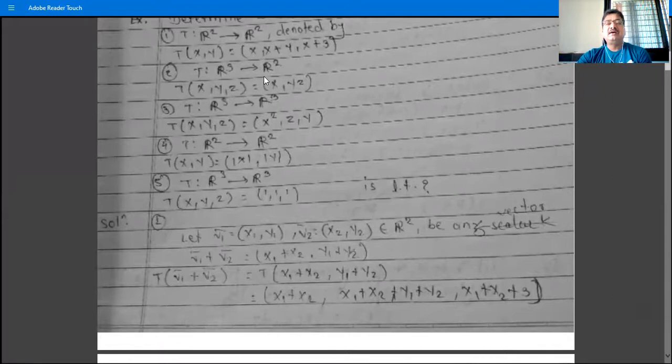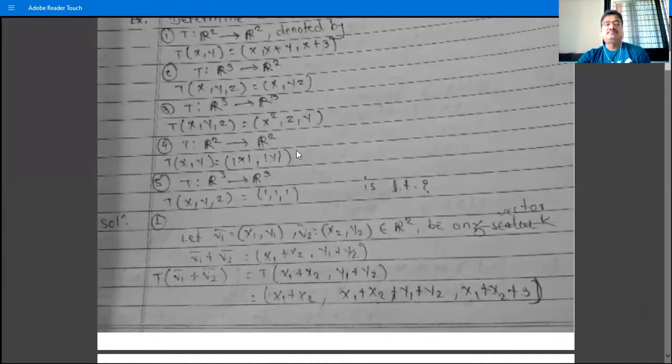Similar examples: T from R3 to R square, T of xyz is equal to x comma yz, is again not a linear transformation. Or T of xyz as x square, zy. X square is the problem here, yz is the problem. So if you take two elements from R3, suppose the first element is 2, 3, 4, and another element is minus 3, 4, 5. So take x as positive and x as negative, and then we will show that T of v1 plus v2 is not equal to T of v1 plus T of v2.